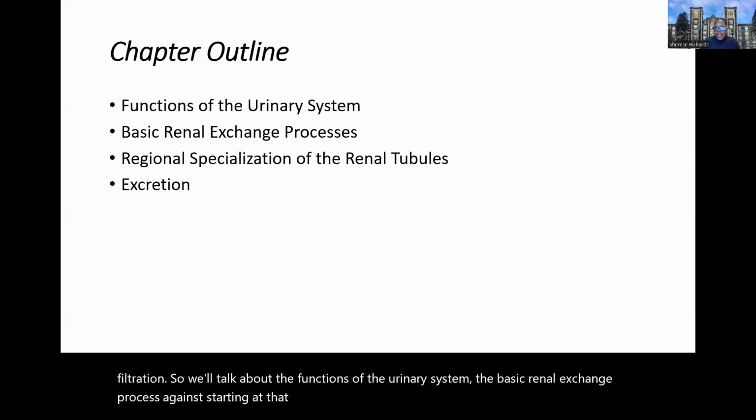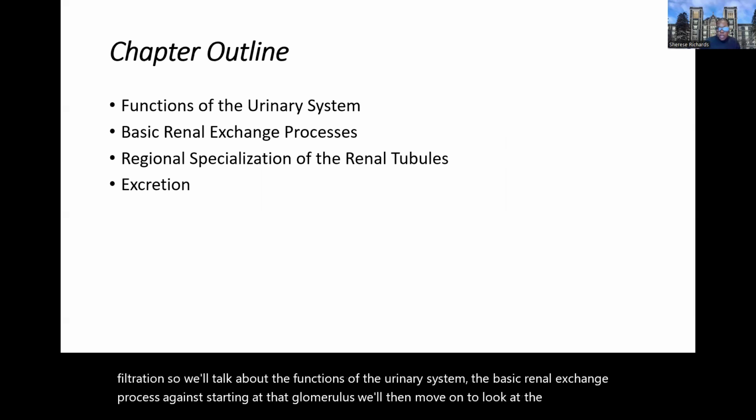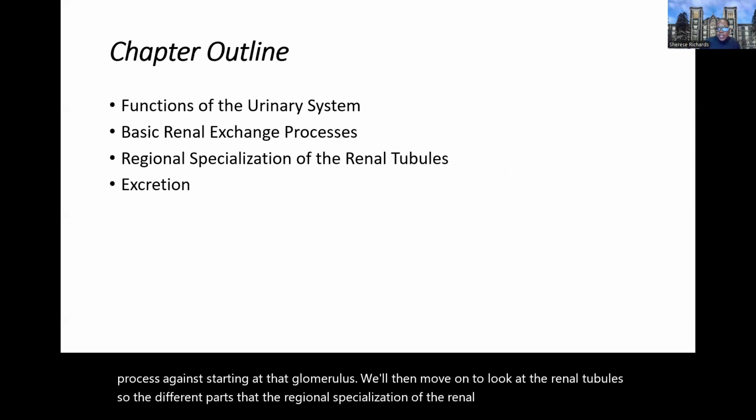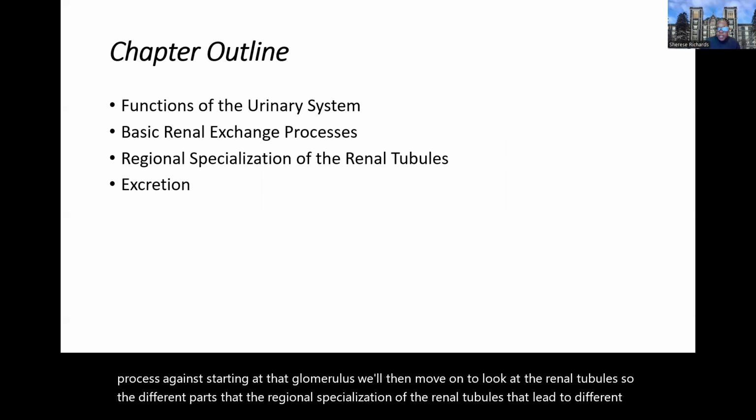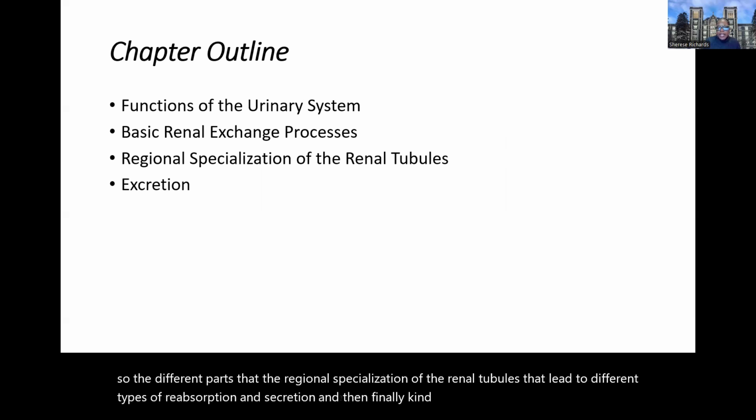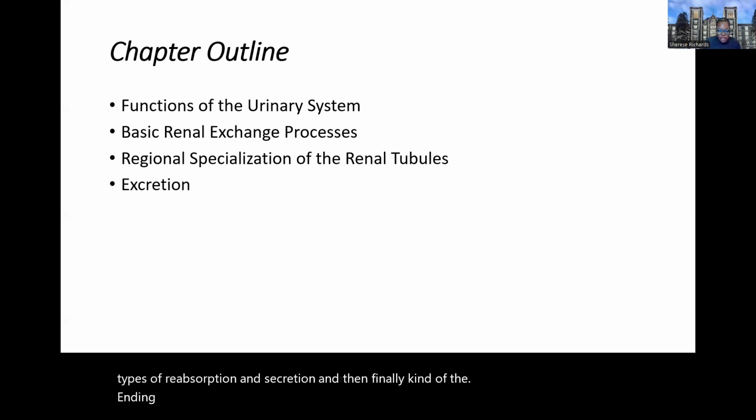We'll then move on to look at the renal tubules. So the different parts, the regional specialization of the renal tubules that lead to different types of reabsorption and secretion. And then finally, the ending process to create urine, which is the excretion.